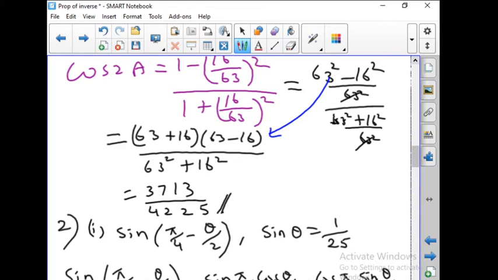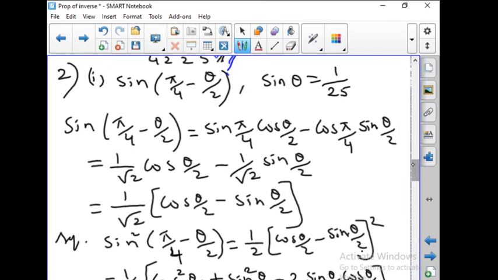Now the numerator is of the form a square minus b square, so we have a plus b into a minus b. So 63 plus 16 into 63 minus 16 by 63 square plus 16 square. Now when you add, subtract and multiply, you get 3713 by 4255. Okay, now the second question.